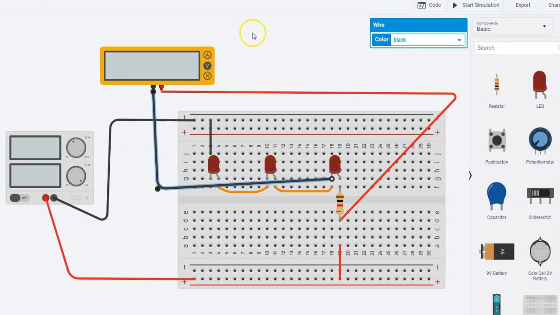All right, I hope that helps you understand how to use the multimeter to measure volts.